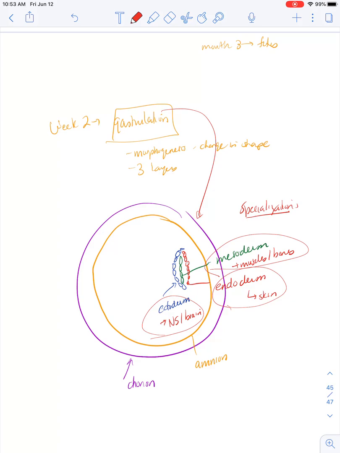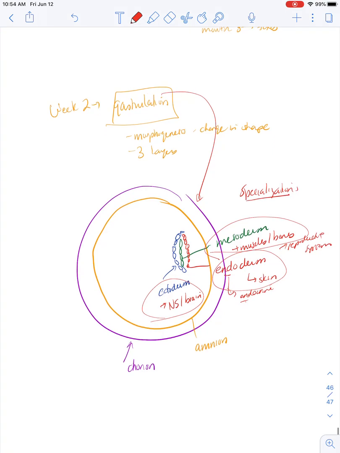You can look it up. Dr. Taylor's PowerPoint has more detail of what each structure becomes if you're interested in knowing it. This also becomes the reproductive system. And this also becomes the endocrine, endoderm for endocrine, and she'll go into that in more detail in her notes that she has posted online. So that's what's happening, where we have this gastrulation. It's an extremely important event, week 2.